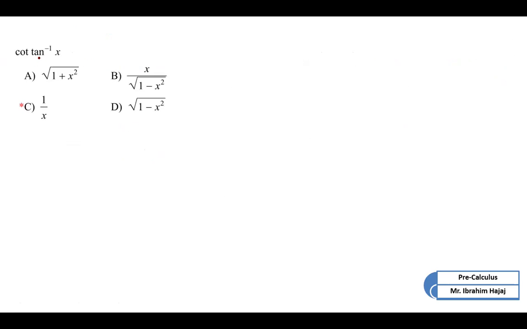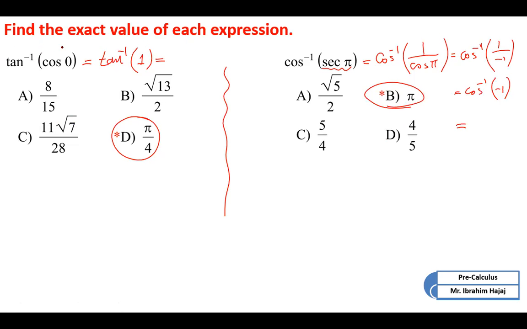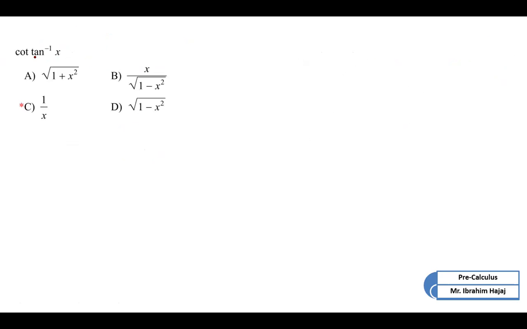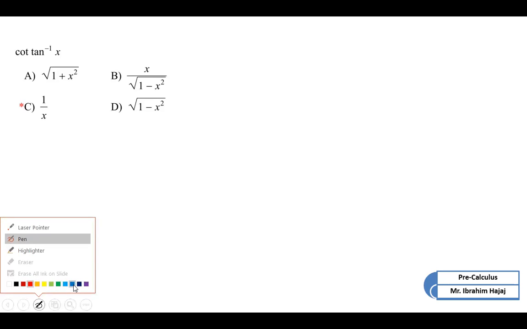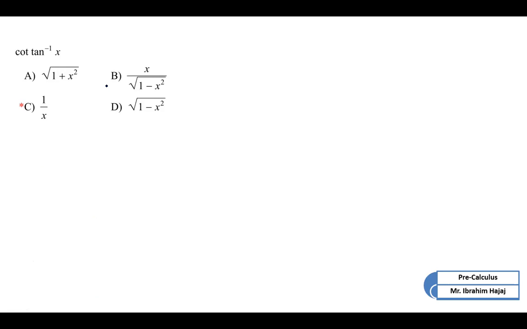Next question, find the exact value, the same as this question. Find the exact value of each expression: cotan of tan inverse of x. Here, it's x over 1, right? So we should find first the value.